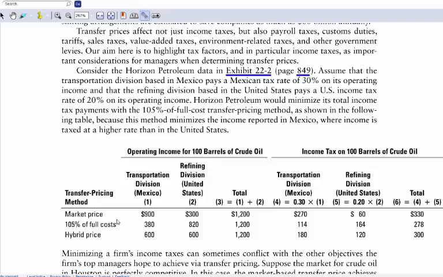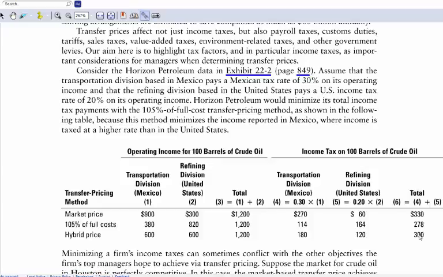In regards to the 105% of full cost, $380 times the 30% to Mexico would be $114. $820 in the U.S. times 20% would equal $164. $114 plus $164 equals $278. And then finally, the hybrid price, $600 at 30% equals $180, and $600 at 20% in the U.S. equals $120. Adding those two together gives us a total of $300.